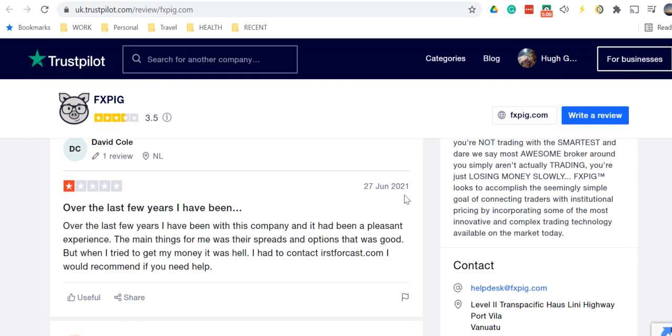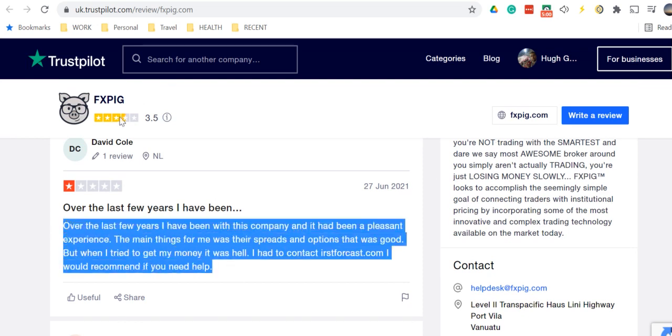Again, this is June 2021. This is why you've got to take these with a pinch of salt. For example, one says: over the last few years I've been with this company, it's been a pleasant experience. They've done well over the last few years. The main thing for me was their spreads and options. It was good, but when I tried to get money, it was hell. I had to contact IRS Forecast, irstforecast.com. I would recommend if you need help.